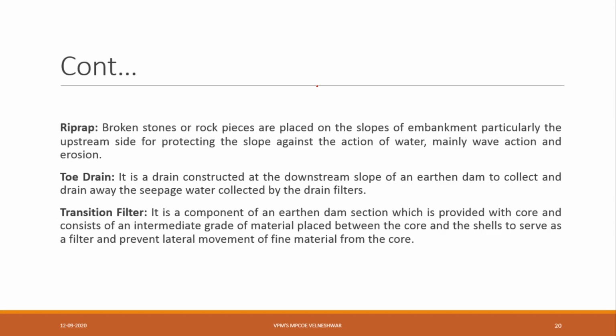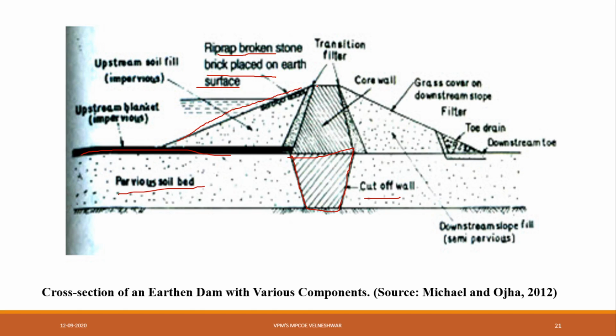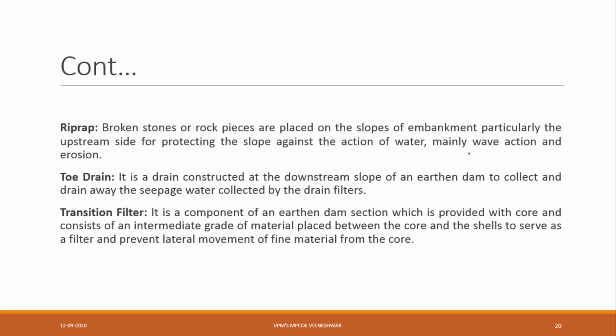Okay, next, toe drain. It is a drain constructed downstream of the earthen dam to collect and drain away seepage water collected by the drain filters. Toe drain means what? See here, here I am providing the toe drain. Whatever excess water is there, the entire drainage water will collect in this location. That is, it drains away the seepage water collected by the drain filters.